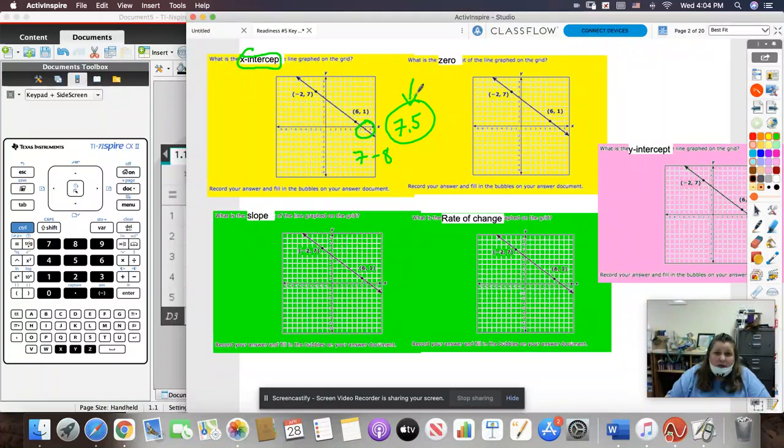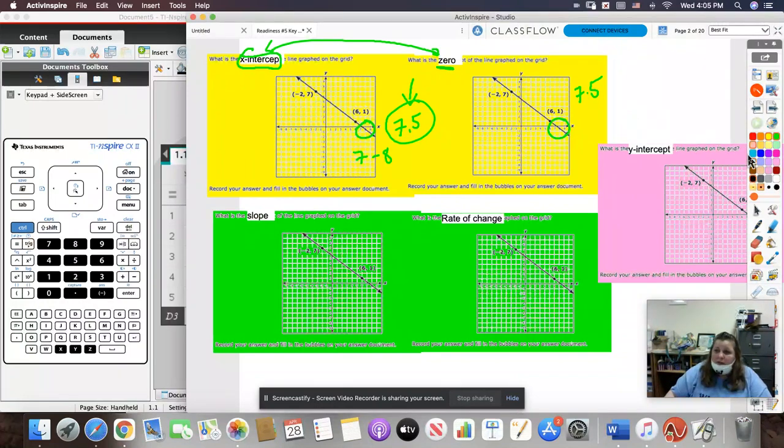choices. Now, it also could ask for the 0. X-intercept and 0 mean the same thing. Okay, somewhere on the test they're going to say 0 because they want you to know if they know the vocabulary. And when they say find a 0 or what is a 0, you need to know that's the x-intercept. Exactly the same answer. 7.5 or so.